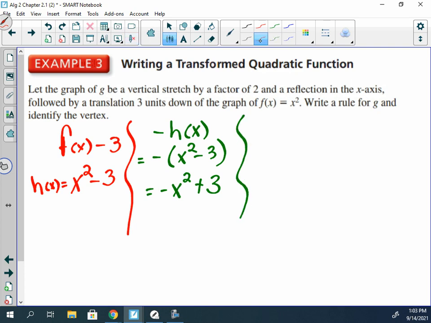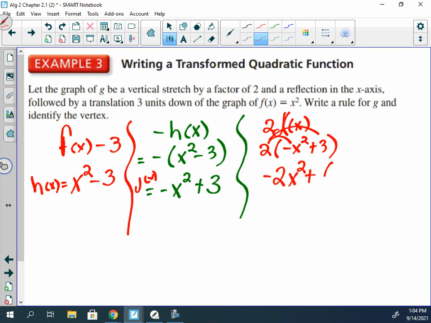But we're not quite done yet. We still have a vertical stretch of 2. So we can call this j of x still. So we'd have 2 times j of x. Well, that'd be 2 times negative x squared plus 3. Distribute that. Well, that'd be negative 2x squared plus 6.